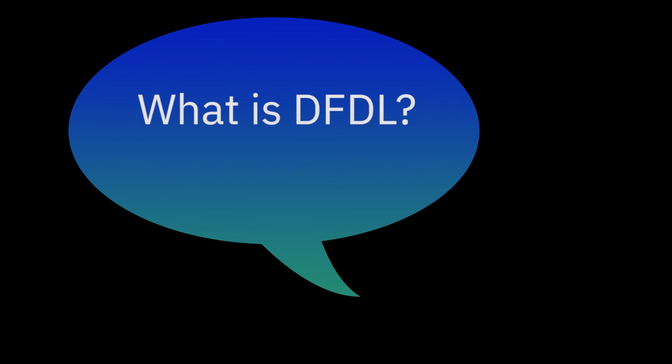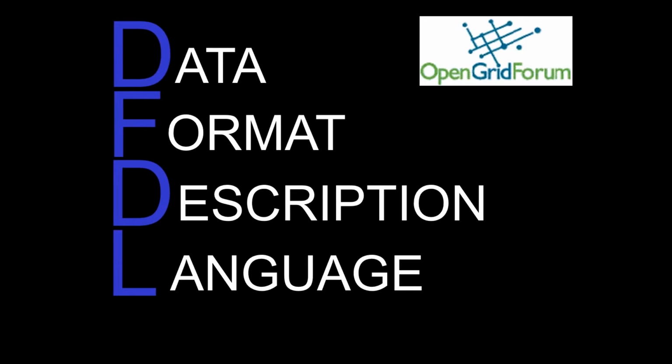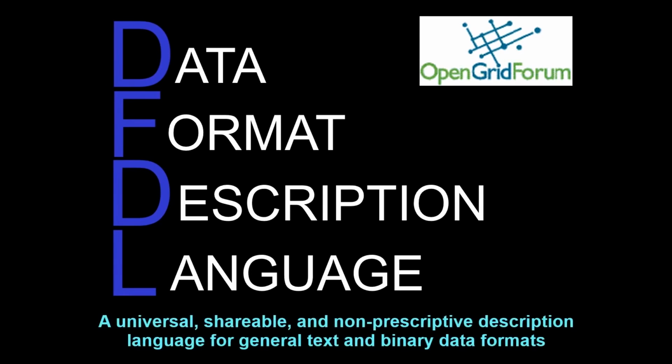So what is DFDL and how can it help? DFDL stands for Data Format Description Language. DFDL is a powerful modelling language from the Open Grid Forum. DFDL is not a data format and it does not dictate how your data must be formatted. Instead, it is a language for describing many different kinds of data format.